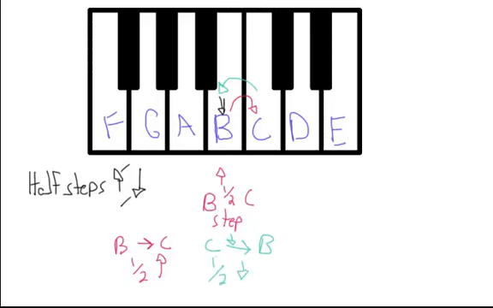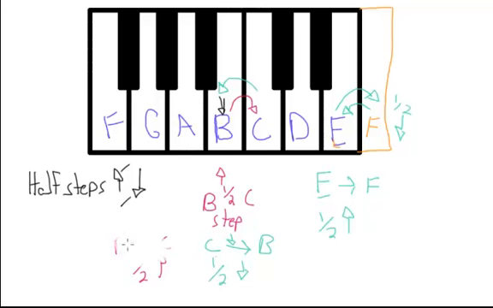Now we can do the same thing with E. We said we have an F right here if our keyboard kept going. So our E note to an F note: E to F is a half step up, and you can say F to E is a half step down. I'll just do that to save some room. So we said half steps are the very next note on the keyboard.